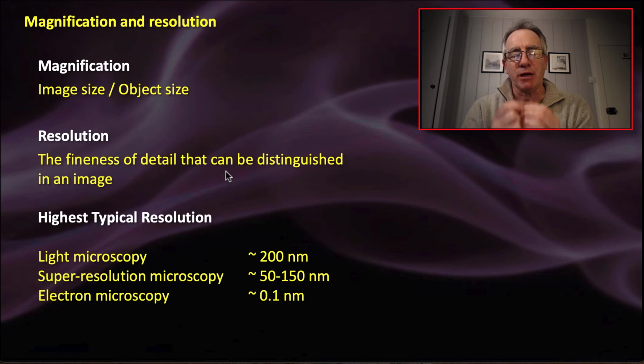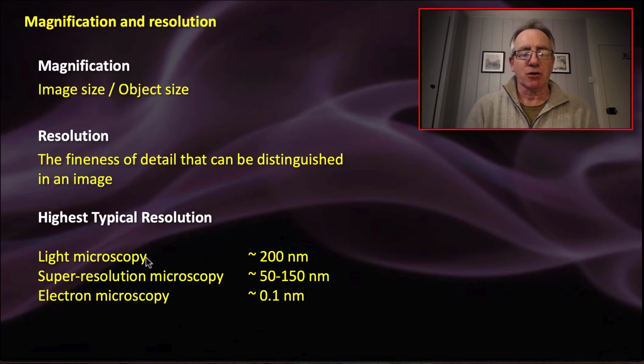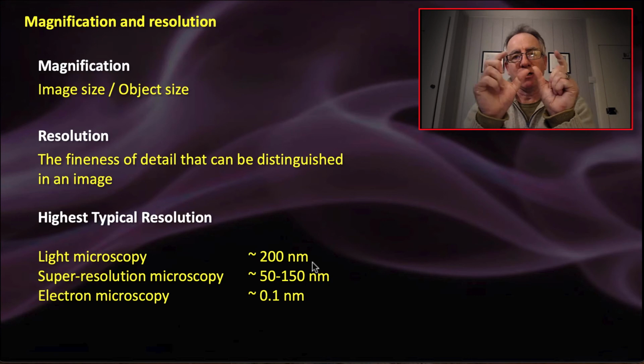We want microscopes that can give us the best resolution possible at high magnification. And let's look at typical resolutions of microscope systems. Light microscopes like fluorescence and confocal microscopes will let us resolve two objects that are within 200 nanometers of each other. It'll let us see detail down to 200 nanometers in size.